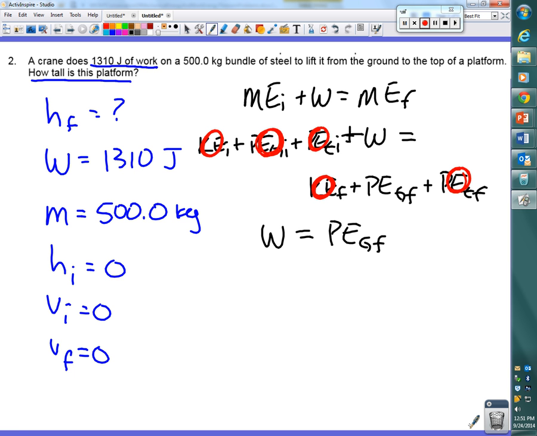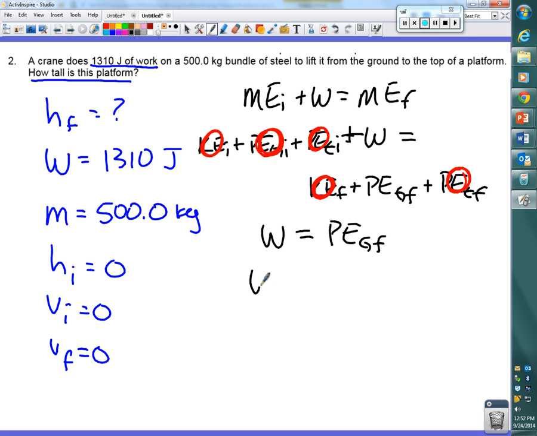Because what did we say that work does? Work changes the energy of an object. So if it goes up onto a platform, it has more energy than we started with, that's work. Okay? But does that equation have the variable that we're trying to solve for in this problem? Indirectly, as it's written. As it's written, does it have the variable that we're trying to solve for? We're trying to solve for H final, right? H final doesn't show up in that equation.